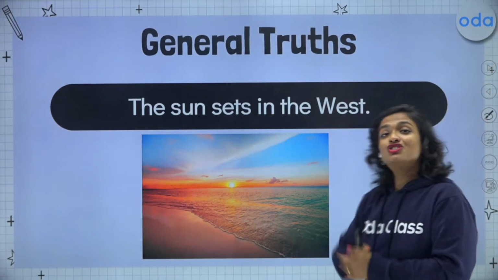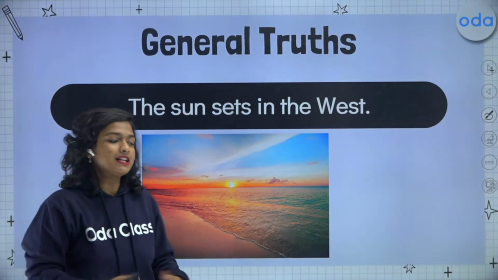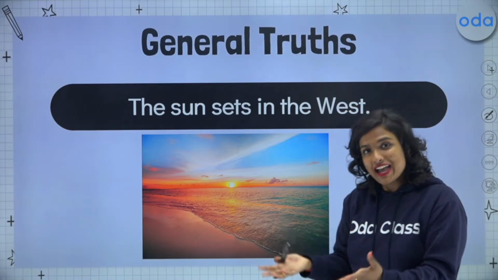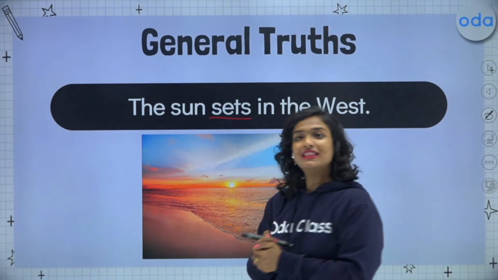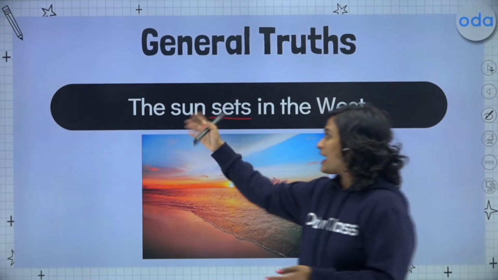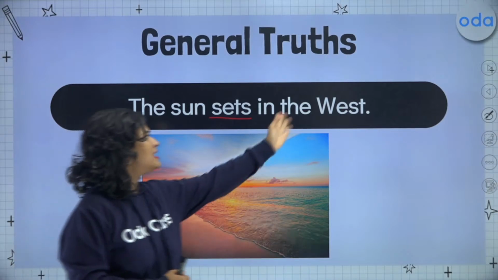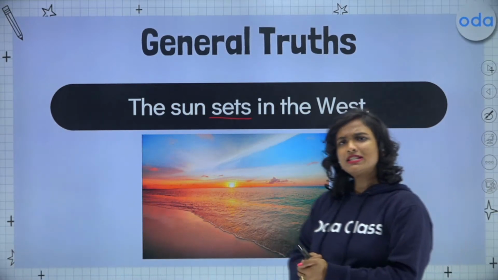Next up, we have general truths. So, like I said, general truths are simply things that are true for everybody in this world, right? Things that are facts. So, something like the sun sets in the west. Once again, we have our subject, the sun. We have our verb, which is sets, and then we have our object, which is in the west. Fairly simple.